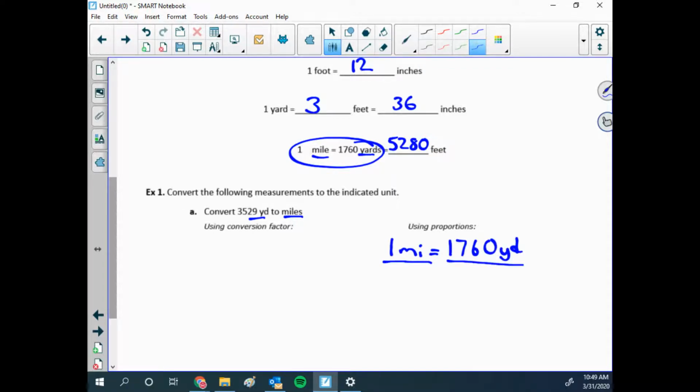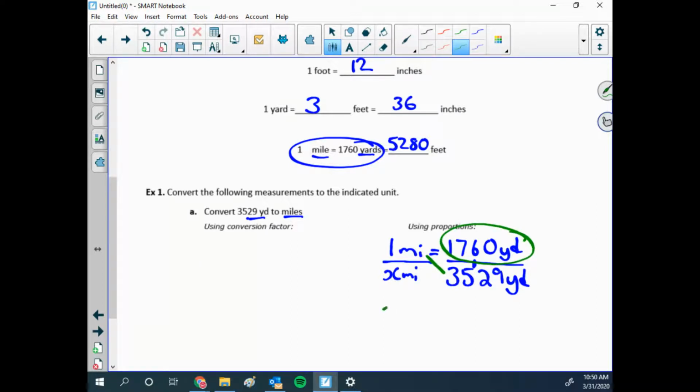And so I'm going to set up a proportion. So we're setting up 2 fractions. I have 3,529 yards, so I'm going to put that underneath the same unit. So 3,529 yards over X miles. I'm trying to figure out how many miles are in that amount. Once you have your proportional relationship set up, hopefully you remember what to do. We're going to cross multiply and divide.